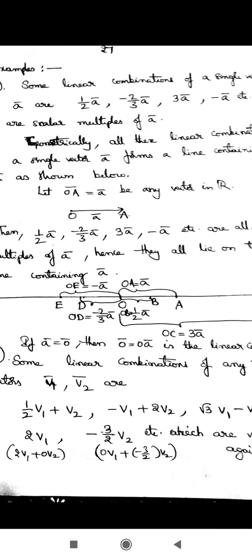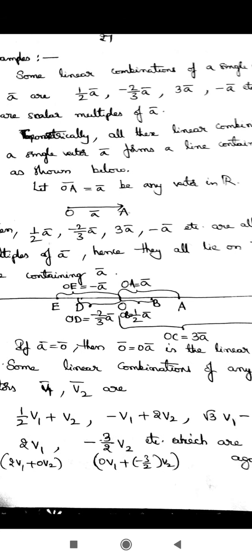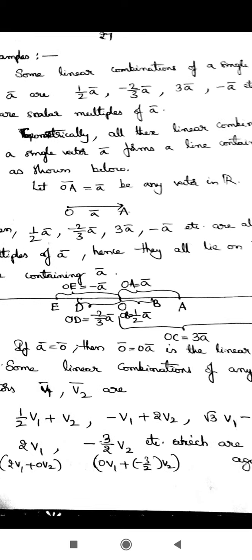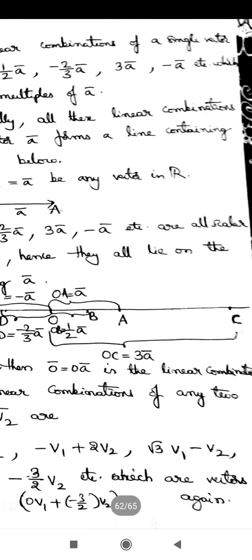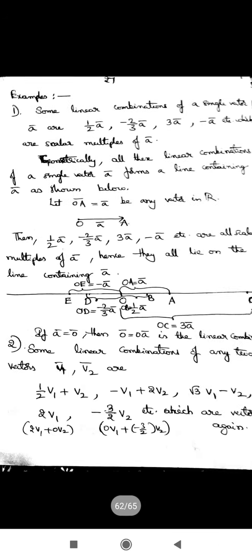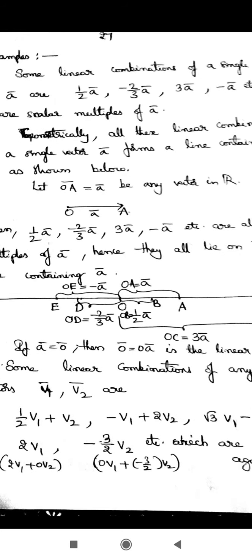And if A bar is equal to 0, then 0 means 0 bar. A bar is a vector, so it should be equal to 0 bar, another vector. Then I can write 0 bar as a linear combination like this: 0 bar is equal to 0 times A bar. That is how 0 bar is a linear combination of the vector A bar with the scalar multiple 0.